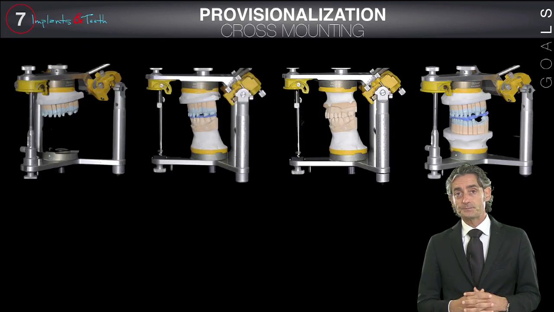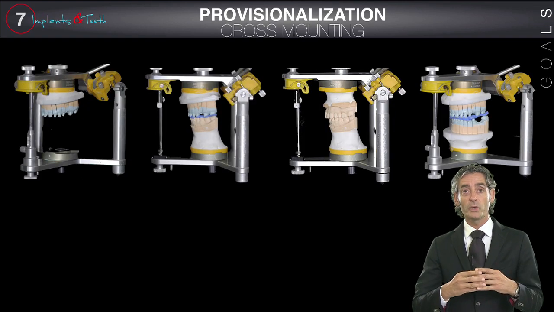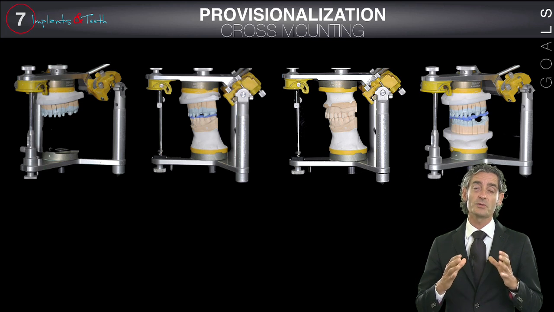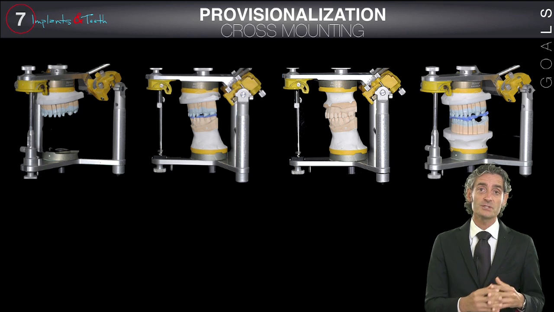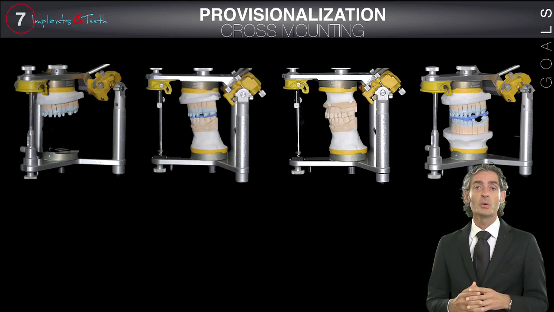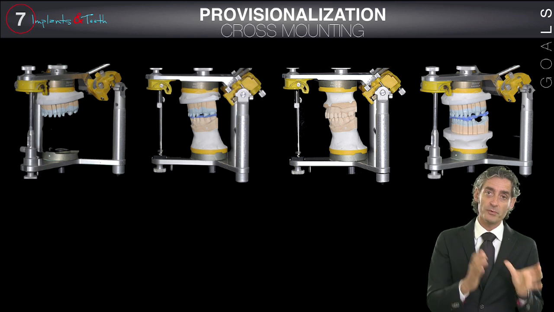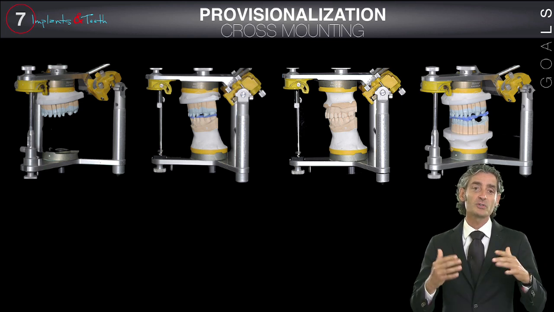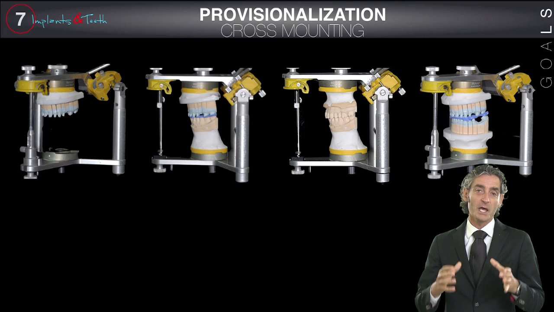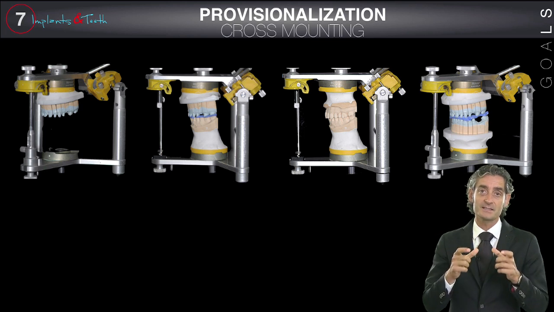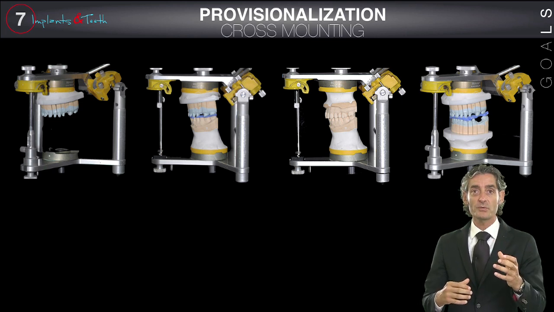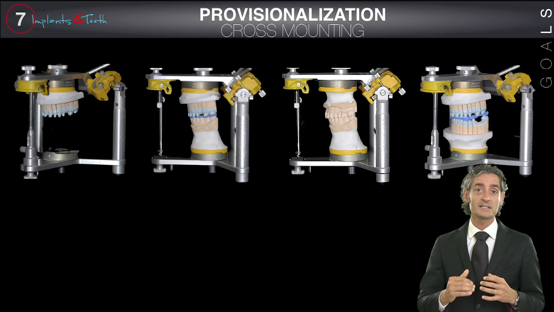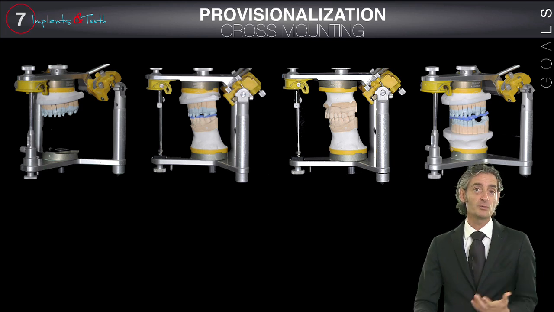And then, for sure, after this evaluation, as I told you in the beginning, we consider the provisional restoration as a prototype of our final rehabilitation. And for this reason, through the use of the cross-mounting, we can really copy the shape of the provisional restoration in the final. When we speak about cross-mounting, it means that we have to copy and mount the cast inside the articulator in the way that we can change the upper with the provisional restoration and the lower with the stamp, and in the opposite way.